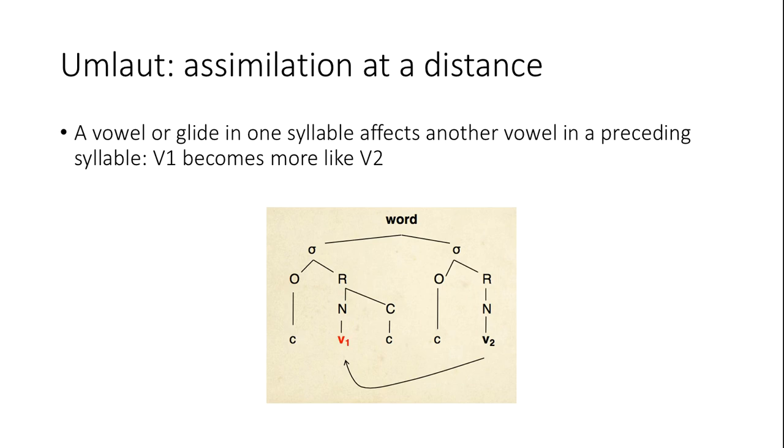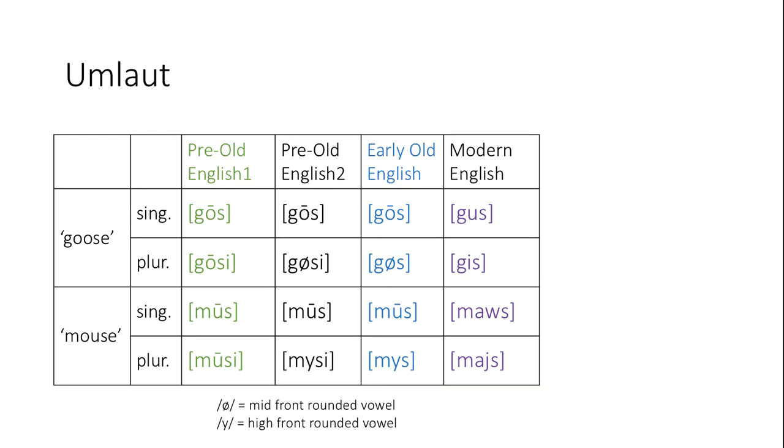Okay, so one last type of assimilation is called umlaut, and this is an interesting one. It's assimilation at a distance. It's when a vowel or a glide in one syllable affects another vowel in a preceding syllable. So your V1 becomes more like V2. This is sort of hard to explain without actually seeing an example, so let's look at an example.